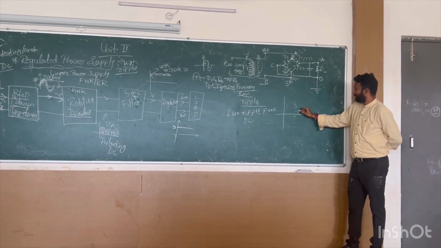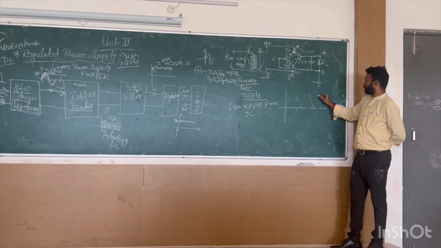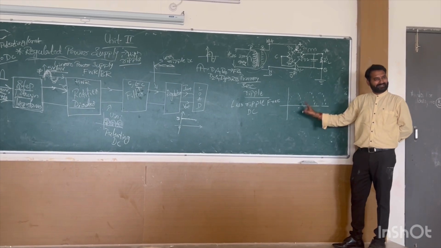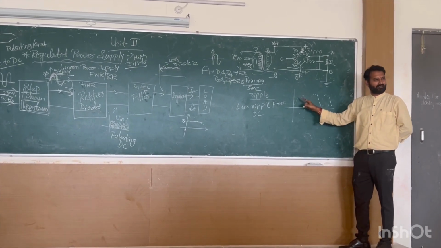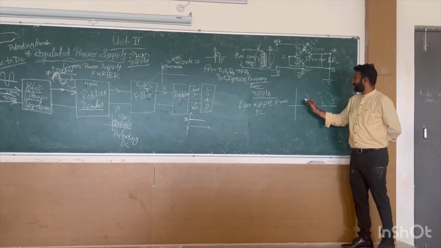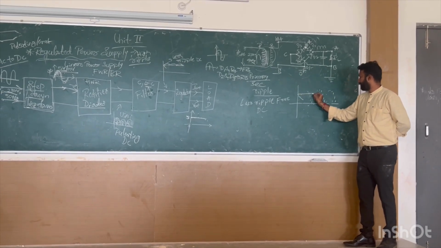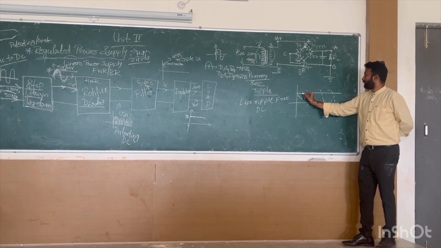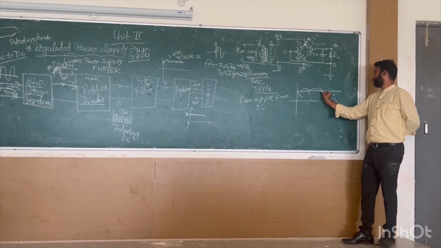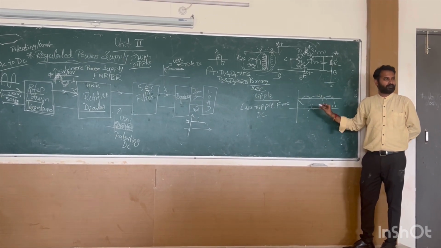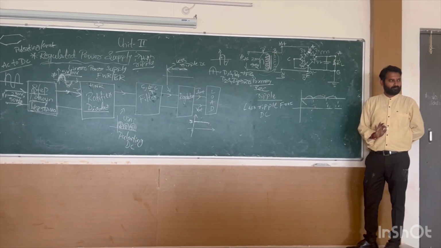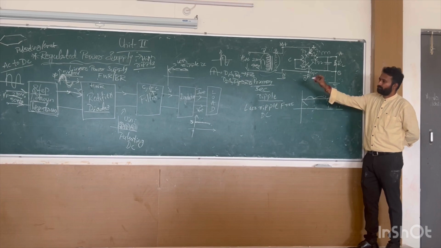If I draw this waveform, what is this? Pulsating DC, which is not pure. It's a combination of AC and DC. How can you draw that diagram? Like this. See here, just join this. This is nothing but less ripple pulsating DC. Clear? That is the output of the filter.